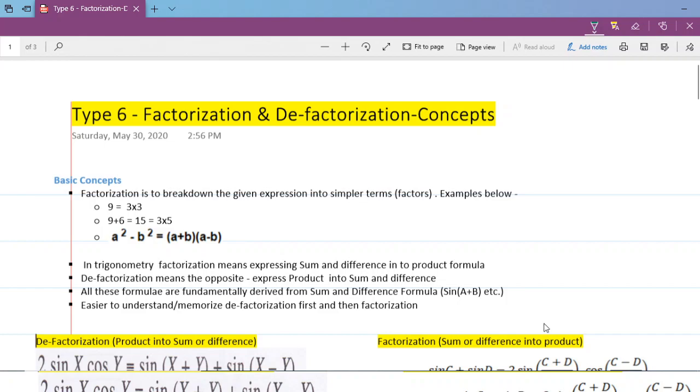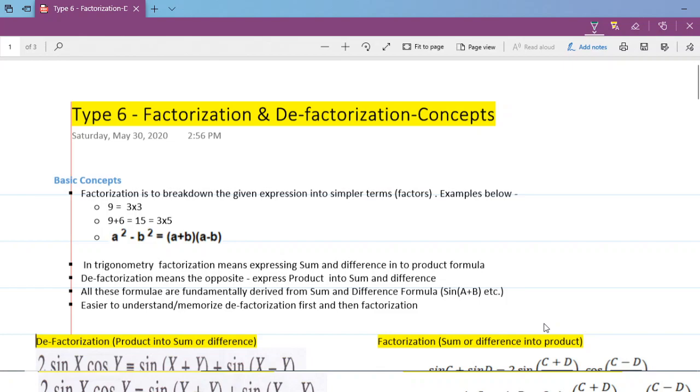Hey guys, welcome. Today let's talk about another type of trigonometry functions, which is called factorization and defactorization. Another simple but important concept, and easy to score. Let's talk about it. So factorization, right?